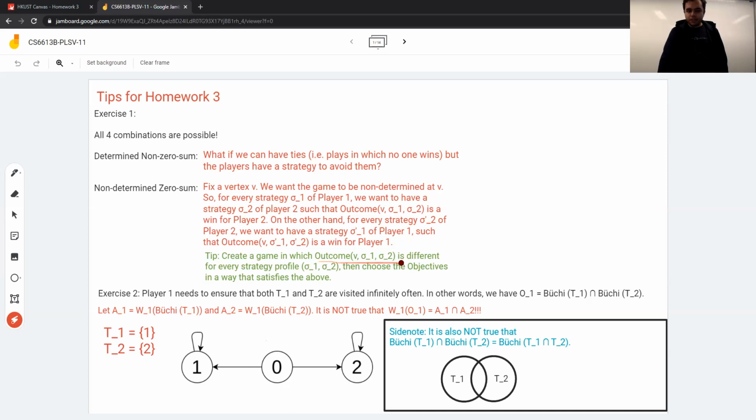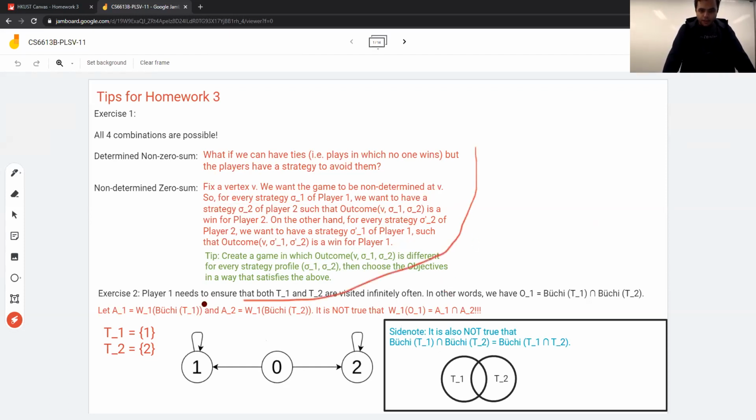Okay, and now that the outcome is different for every pair of strategies, what was an objective? An objective is basically just a set of outcomes, right? So you can just handpick. You can say for this strategy and this strategy, I want player one to win. For this other combination, I want player two to win. And just do this handpicking in a way that it makes the game non-determined. So handpick the outcomes that you want to be in the objective of each player in a way that this thing is satisfied. So for every strategy of player one, there is a spoiling strategy of player two. For every strategy of player two, there is a spoiling strategy of player one.